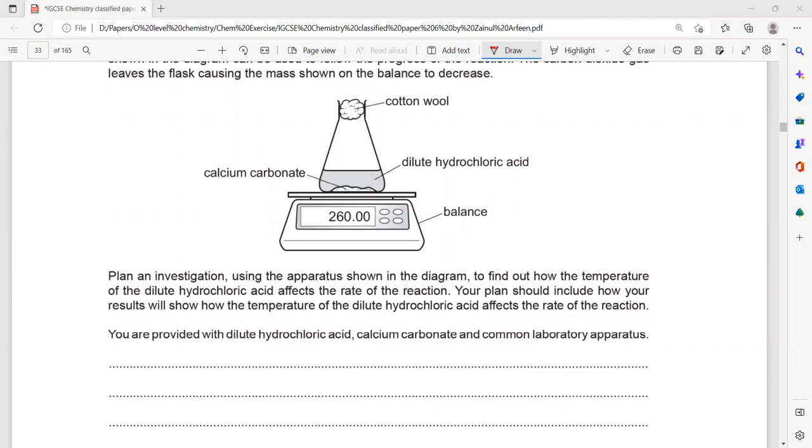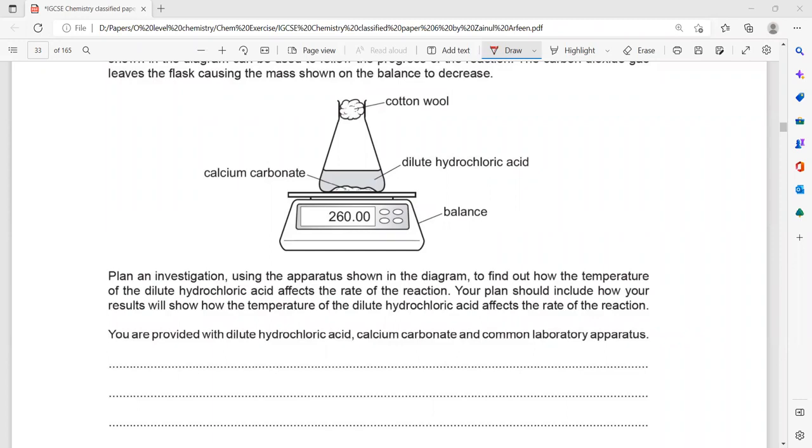So we will add an excess of calcium carbonate to 10 cubic centimeters of dilute hydrochloric acid, and then repeat the experiment with different temperatures of the acid. And then how do you show your results? By seeing the time that the calcium carbonate takes to react completely.